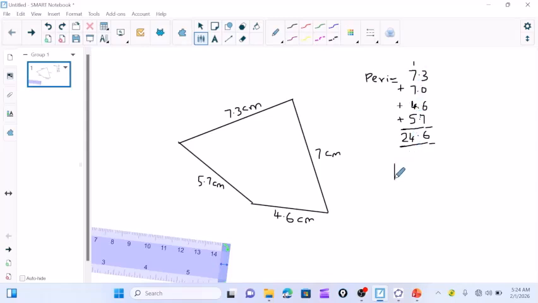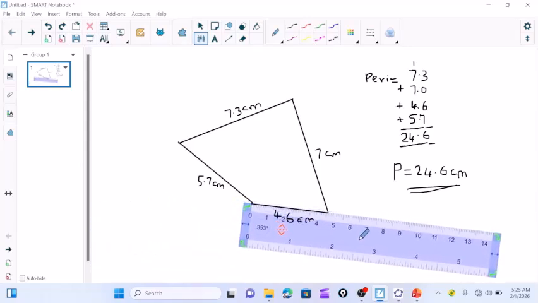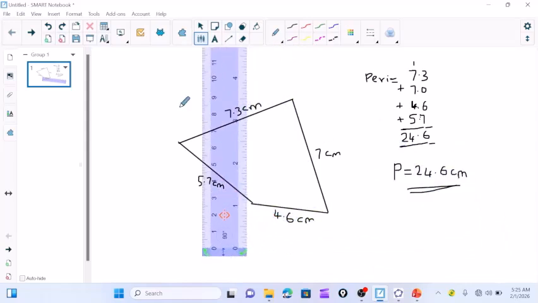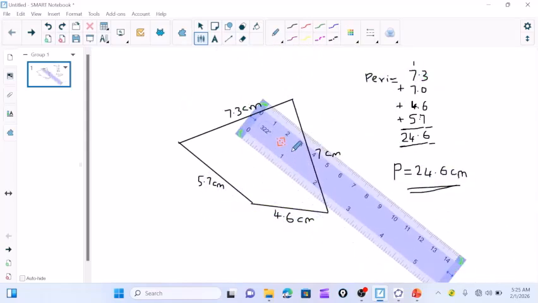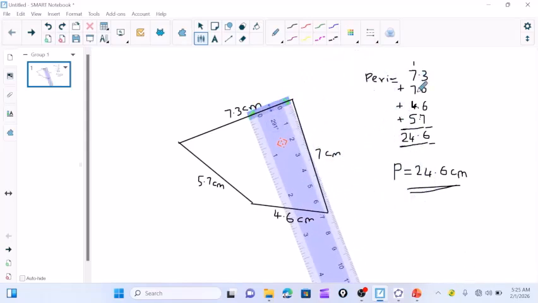So your final answer for your perimeter, which is P, is going to be equal to 24.6. And don't forget, we are working with centimeter. So the perimeter of this shape now is 24.6 centimeter. So this is how you measure perimeter. Take your ruler and measure the distance around the shape. That is all we are doing. By the time you finish measuring, you get your answer by adding every distance around the shape. So that is perimeter.